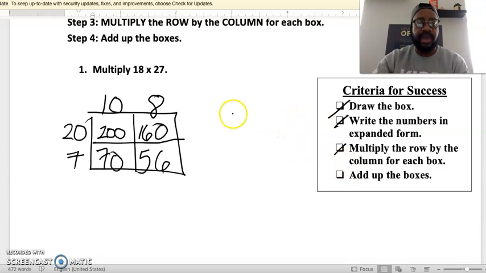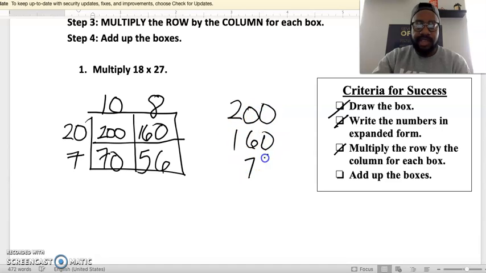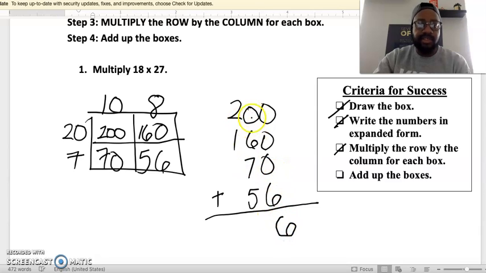The last step says to add up the boxes. So I'm going to add up 200, 160, 70, and 56. Starting in the ones place, 0 plus 0 plus 0 plus 6 gives me 6. Move over to the tens place. 0 plus 6 plus 7 gives me 13. 13 plus 5 more gives me 18.